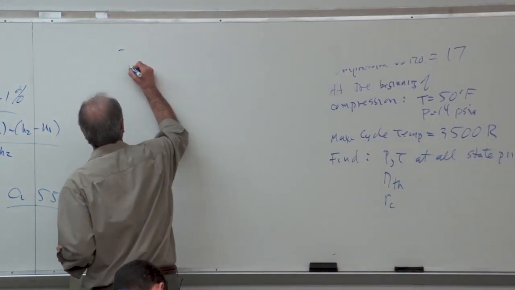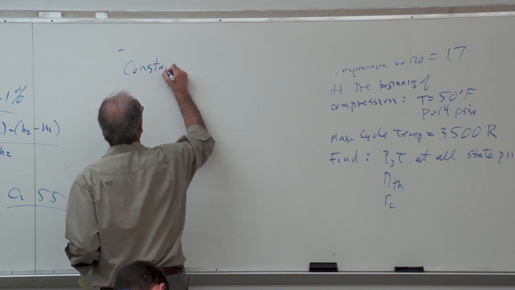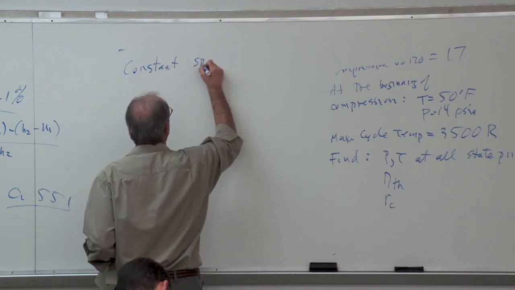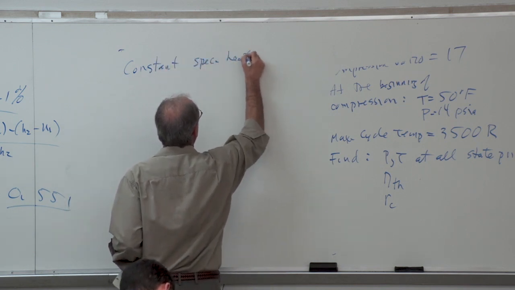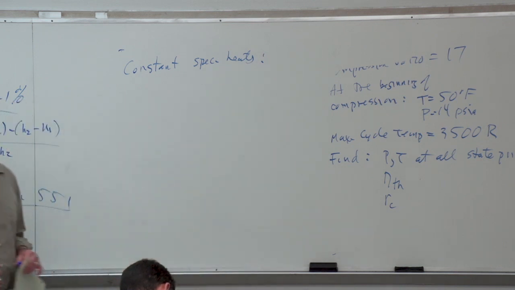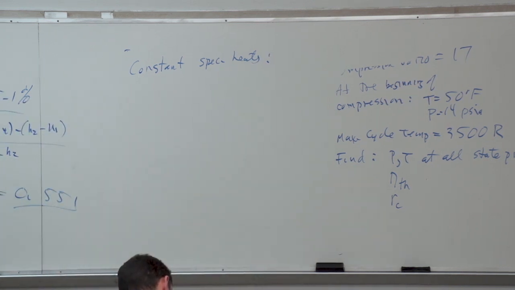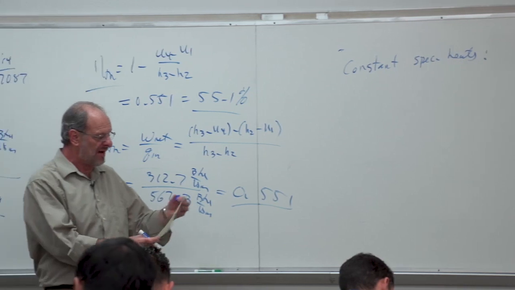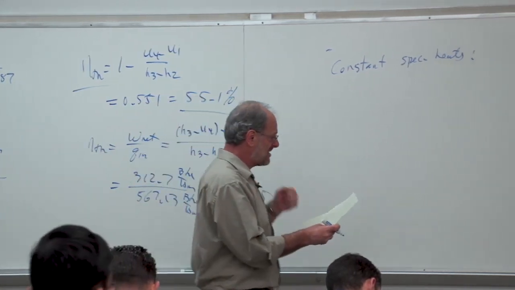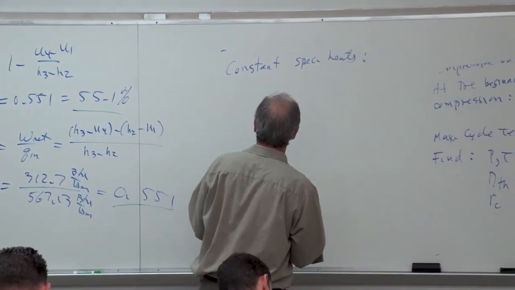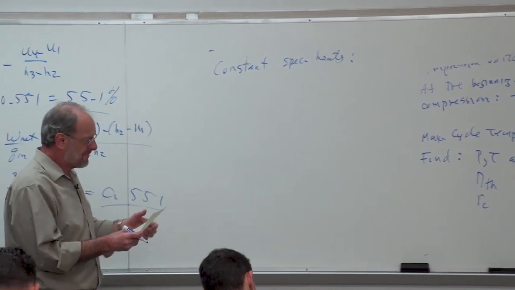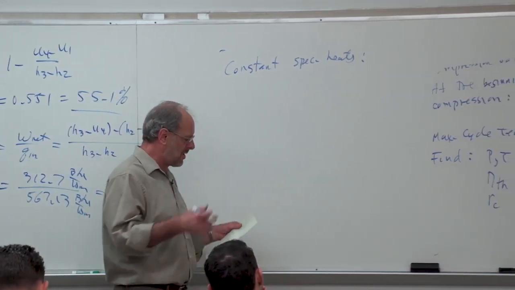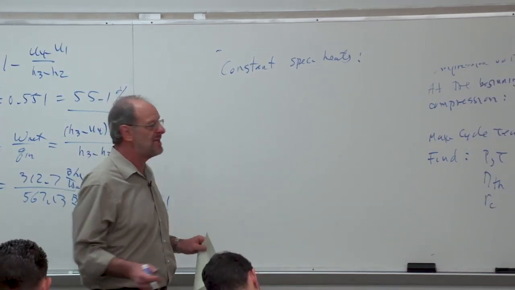So let's just briefly talk about constant specific heats. First, noting that we're not going to get the same answer, right? We know the answer is going to be off. It might be off by a lot. It's hard to say. Nonetheless, if we go through the process, again, we would go through the isentropic compression process.